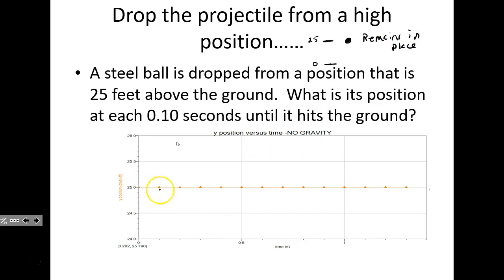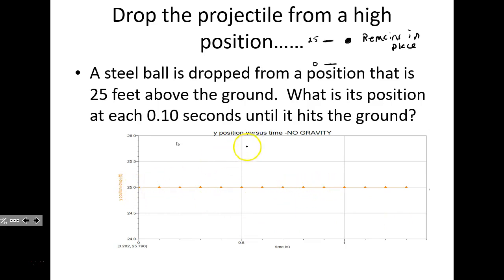So you can see that the graph itself, if I'm at 25 feet and I drop this ball in 0 gravity, I don't throw it, I don't give it a push, I just let go of it at 25 feet through this time interval that we're looking at here. It's going to just remain in place. This is about 1.5 seconds, I think. So it's just going to remain where it is.